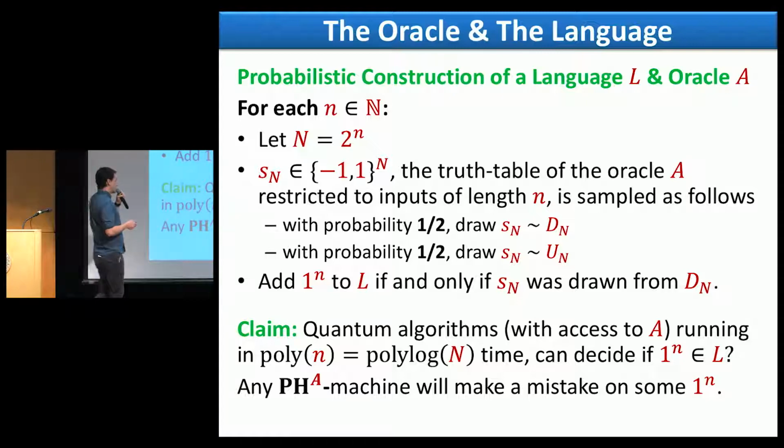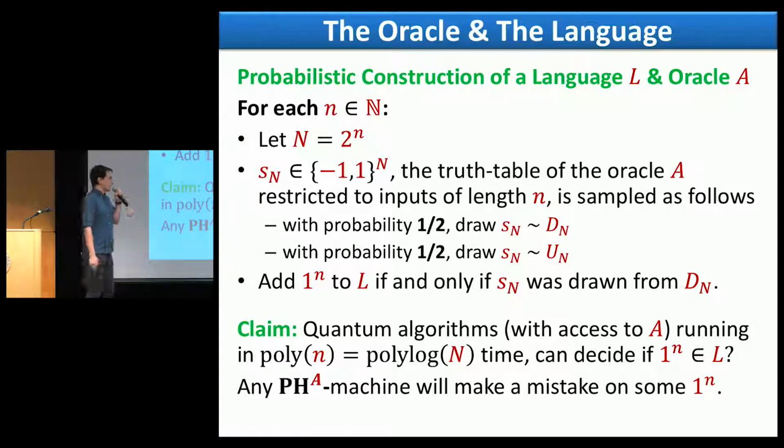On the other hand, by the connection of this pH machine to an AC0 circuit, we can show that any pH machine cannot really tell the difference. It should sort of be confused. It cannot really tell if we are in this case or in that case. And then there would be some input length on which this pH machine would make an error. So this is sort of like a diagonalization argument. Any pH machine would make an error at some place.